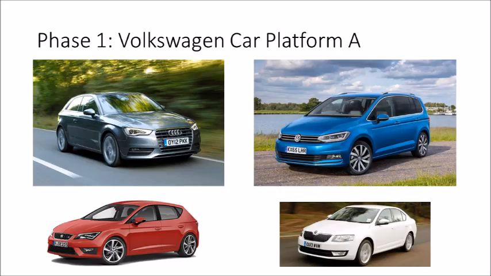Here you can see a good example of a product platform, Volkswagen Car Platform A. Since Volkswagen is one of the biggest car makers in the world, Volkswagen can make use of product platforms. Car Platform A is its most profitable platform. Cars like the Audi A3, Audi Q3, VW Golf, Jetta, EOS, Tiguan, Touran, as well as Seat Leon and Skoda Octavia belong to this platform.